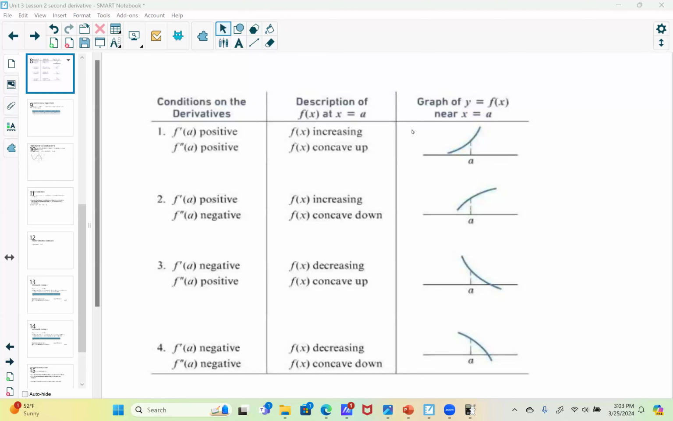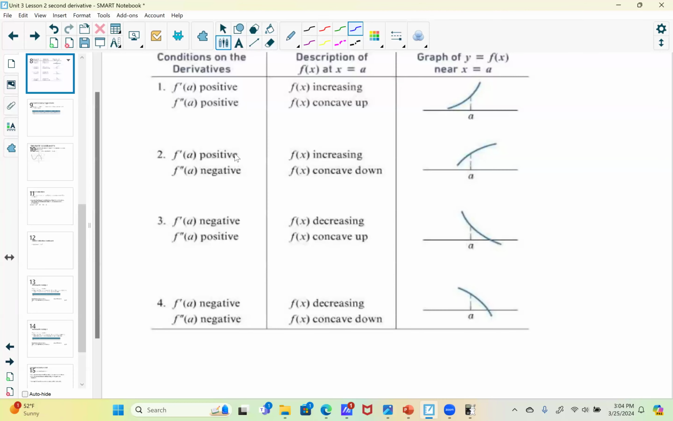So this is a table summarizing again how a curve could look and the relationship between the first, second derivative and the original function. So if my first derivative is positive and my second derivative is positive, it looks like this graph. So my function is increasing and it would be concave up. It's increasing because the first derivative is positive. It's concave up because the second derivative is positive.